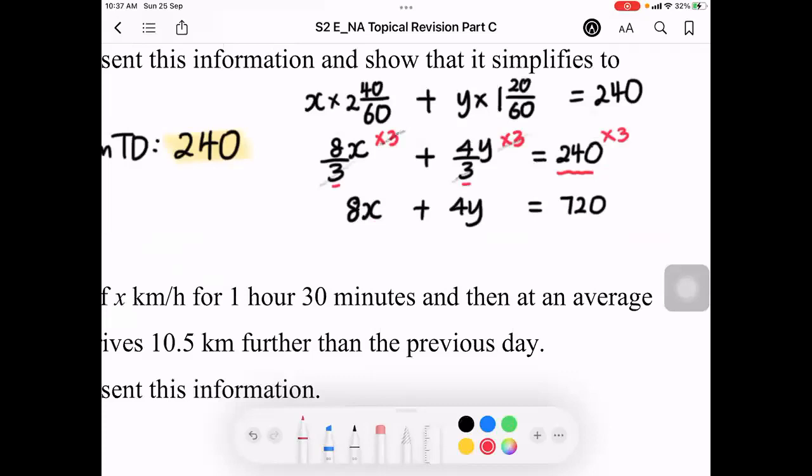Divide by 4. Then this part also must divide by 4. Okay, so everything divided by 4, I get 2x plus y. 720 divided by 4, 180. Show. So this is what they want me to show.